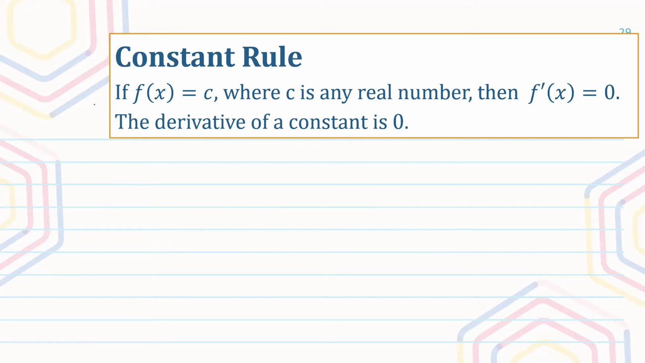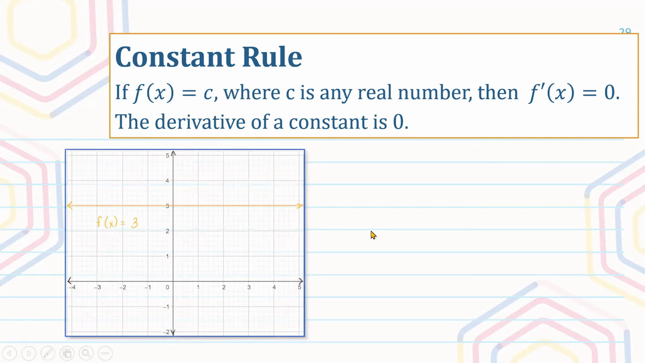Let's have first the constant rule. So the constant rule states that if f of x is equal to c, where c is any real number, then f prime of x is equal to 0. So the derivative of a constant is equal to 0.